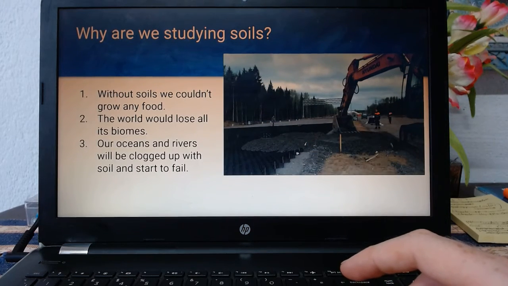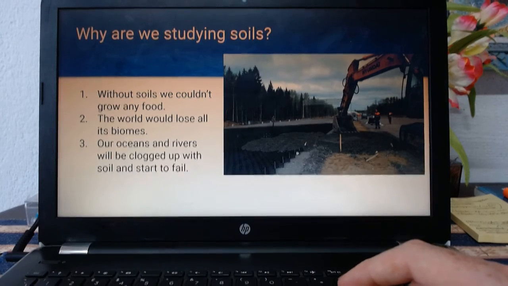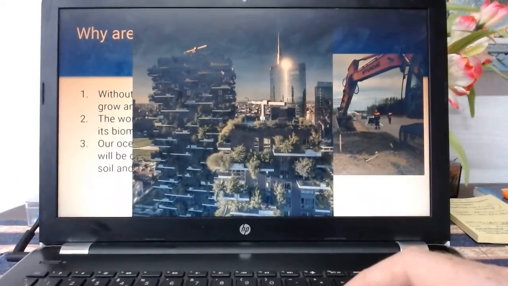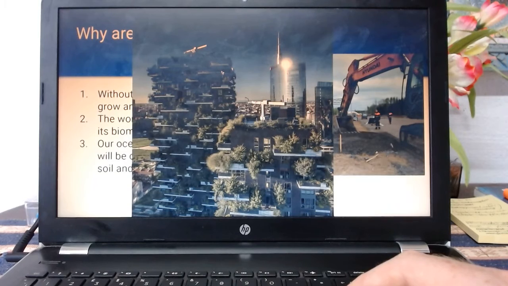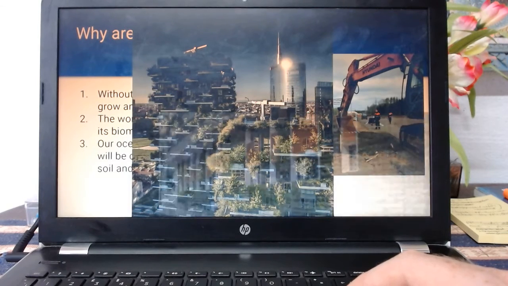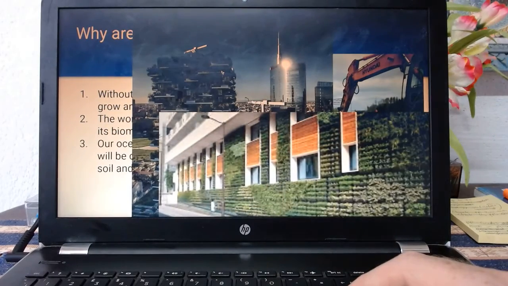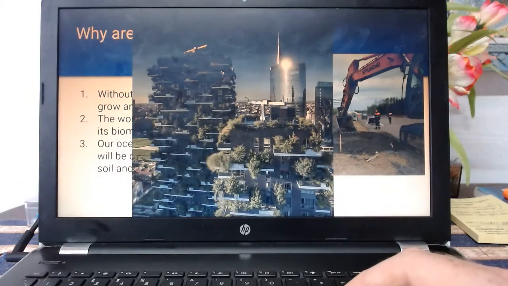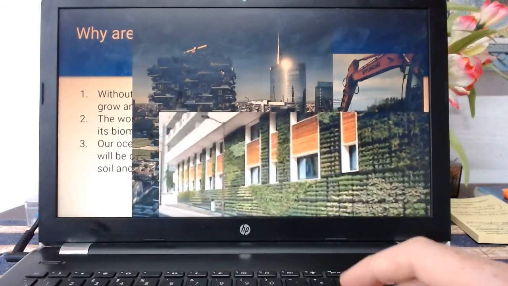Another thing we use huge amounts of soil for is construction, to build pretty much all of our transport. And then the future of soils as well. We might have some time to touch on some of this, but increasingly we're trying to create green buildings where everybody has planting along the sides. Again, without soil, not possible. This is to try and combat climate change.